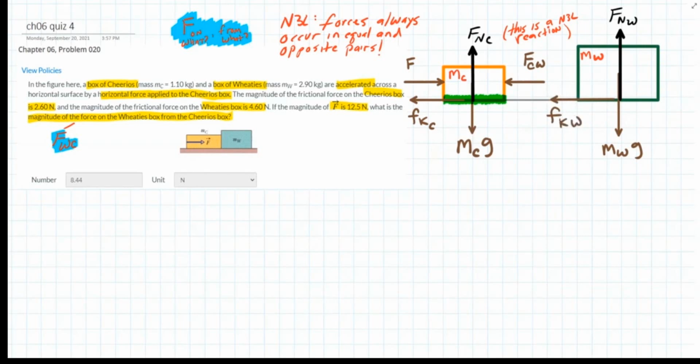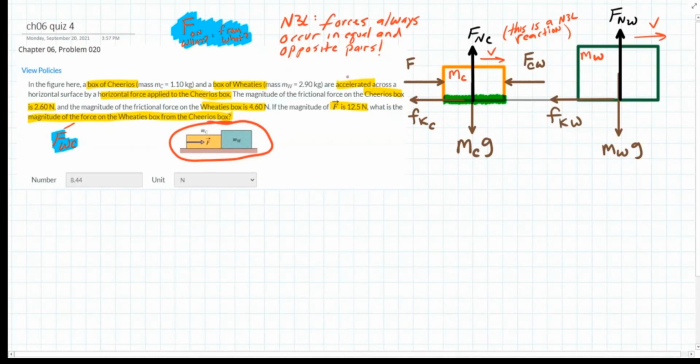And I'm going to indicate, because what I just said is worth pointing out, the velocity of the Cheerios is in that direction. The velocity of the Wheaties is also in this direction. Again, I'm showing them separated, even though in reality, the two boxes are side by side.